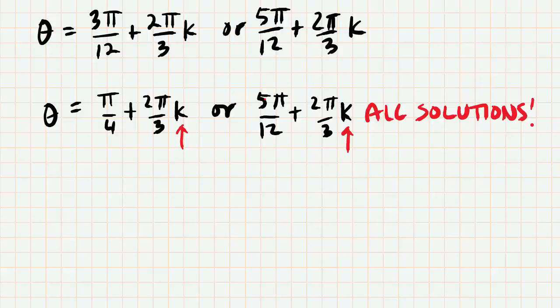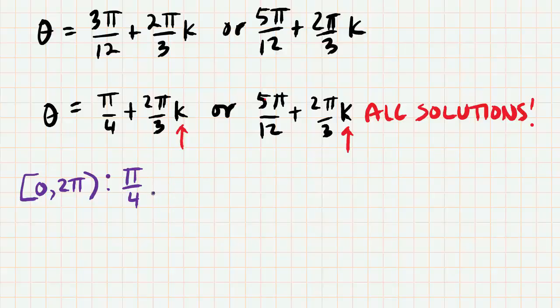Now, a lot of times you're asked to find the solutions in a particular interval, usually 0 to 2 pi. So if that's the case, what we have to do is go back up and look at these groups of solutions and figure out all of the ones from each group that land in the interval 0 to 2 pi. The first one is certainly pi over 4. And then we have to add 2 pi over 3 to that.